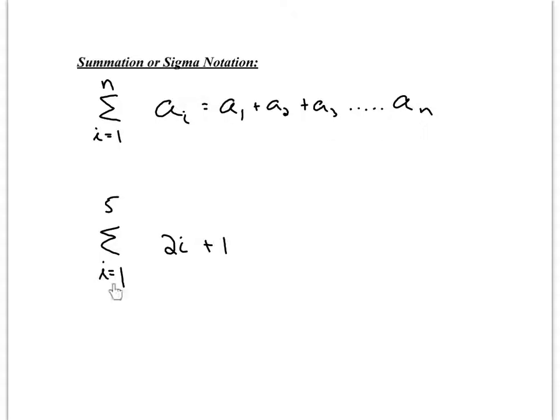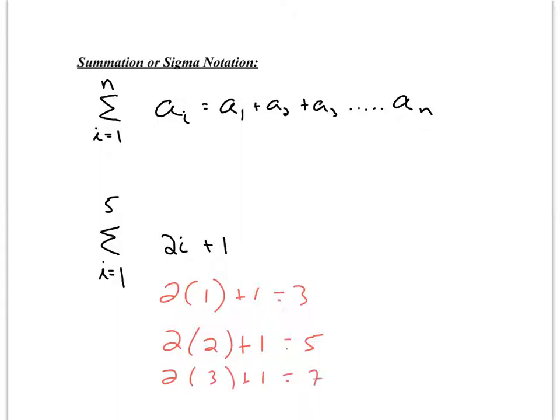So if we have a series such as this, where we're going to have 5 terms, we start with our first term, end with our 5th term, and the rule is 2i plus 1. My first term, of course, is going to be 2 times 1 plus 1, which equals 3. Our second term is going to be 2 times 2 plus 1, which equals 5. Our third term is going to be 2 times 3 plus 1, which equals 7. So our terms are 3 plus 5 plus 7. Our next term is going to be 9, and our 5th term, our last term, is going to be 11.